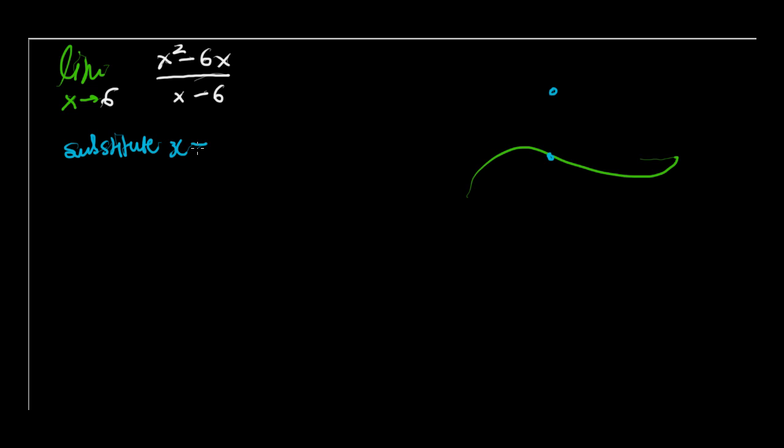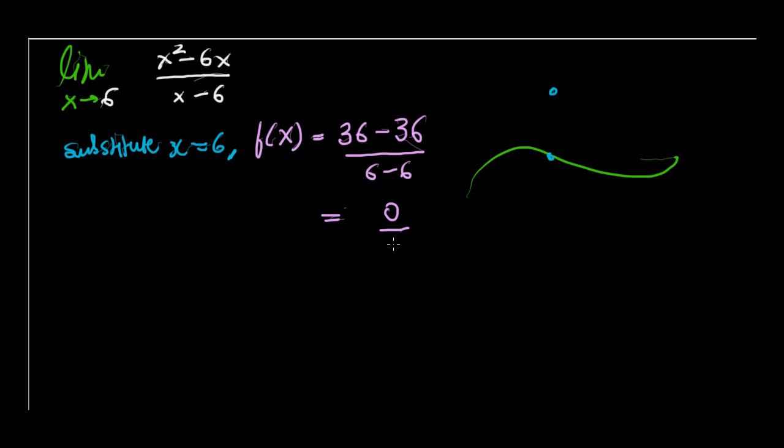Substitute x equals 6, because most of the time this is what works. So in the numerator, f of x at x equals 6 is equal to 6 squared, which is 36, minus 6 times 6, which is 36. So far so good, divided by 6 minus 6. So this is equal to 0 by 0.